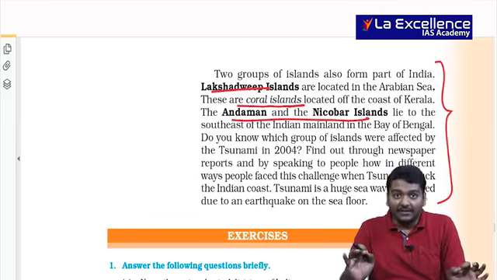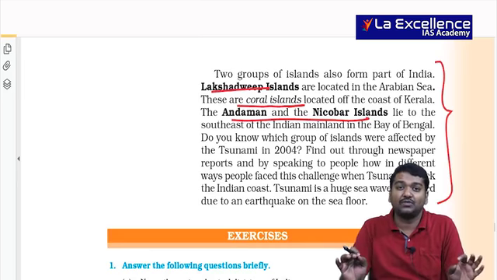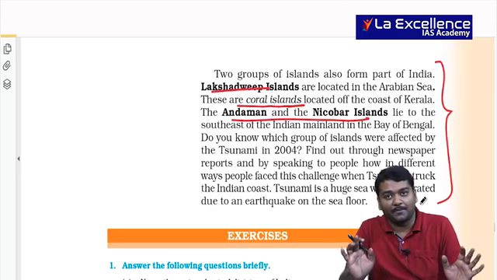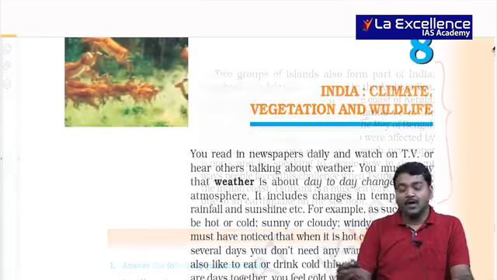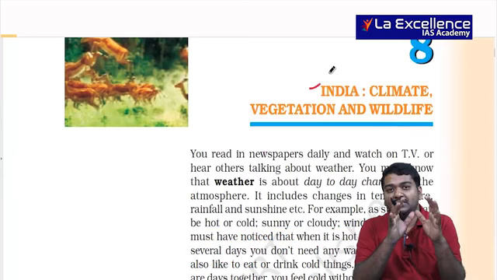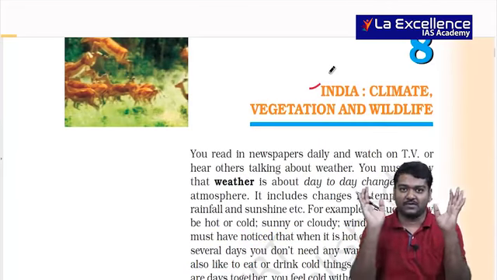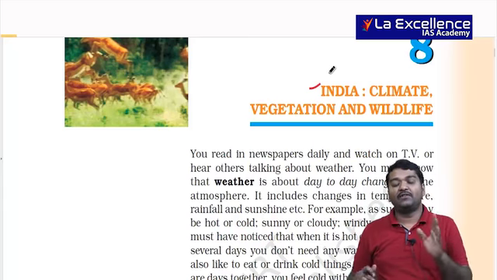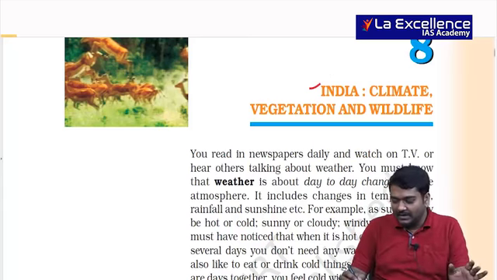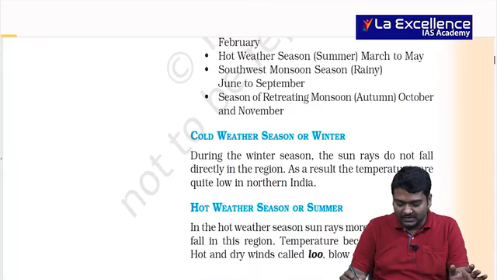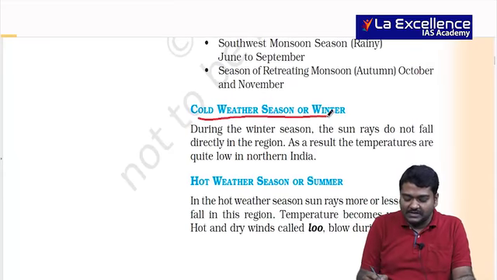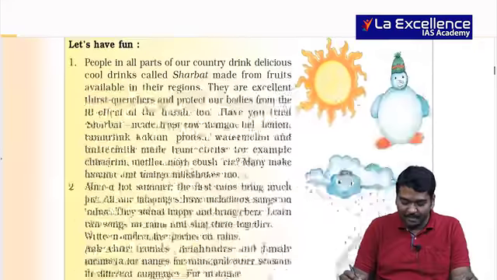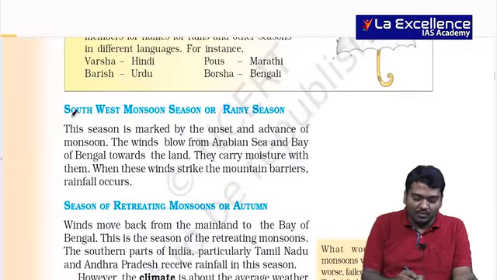Just that we need to cover 6th standard NCERT so that you have a feeling that you have not left anything, is what we are doing here, right? Next important thing, see, in this book they are just introducing the names. So I'll also just tell you what are the different things that are present, so that when we take up later classes, at least you know the names. You have cold weather season or winter. You have hot weather season or summer. You have southwest monsoon season.